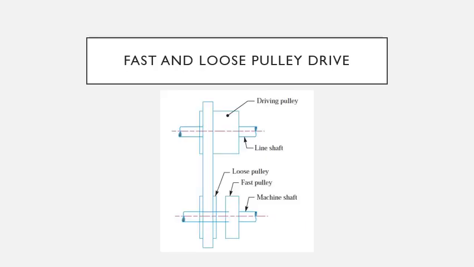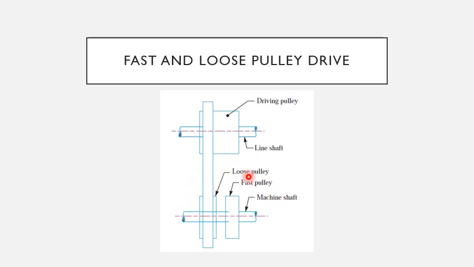So, fast and loose pulley drive. It is used when the driven or machine shaft is to be started or stopped whenever desired without interfering with the driving shaft. A pulley which is keyed to the machine shaft is called the fast pulley and runs at the same speed as that of the machine shaft. A loose pulley runs freely over the machine shaft and is incapable of transmitting any power.